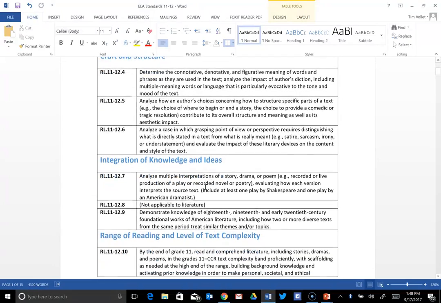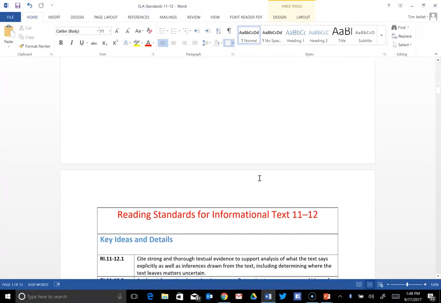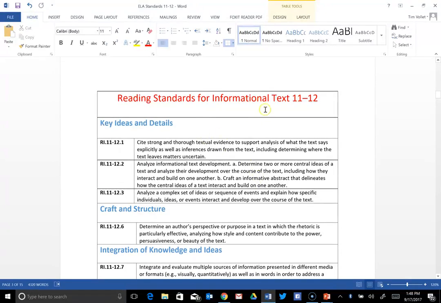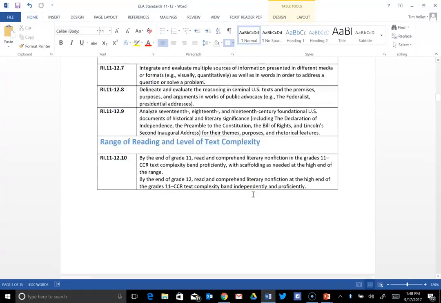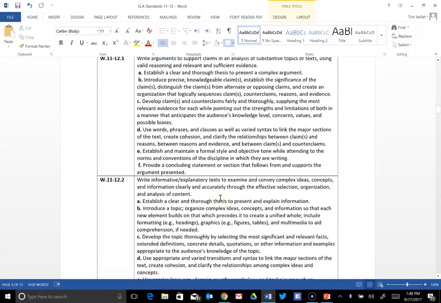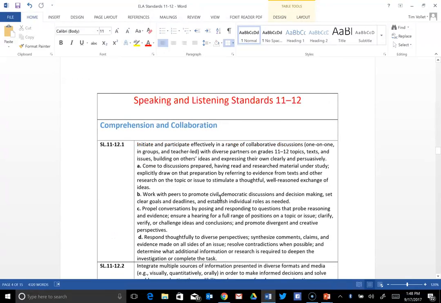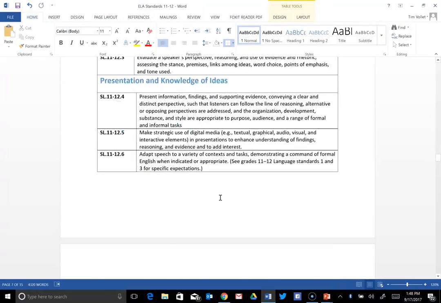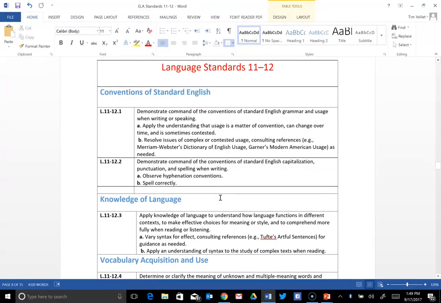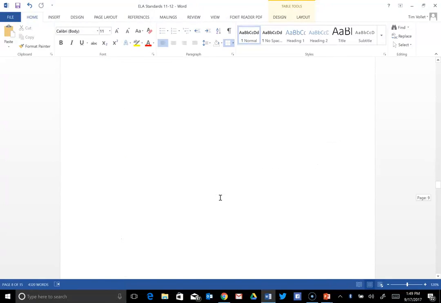Craft and structure is the topic, standard statements, and then we go right down to the reading standards for informational text, same concept here. Then we get to our writing standards. There's one of your topics, text types and purposes, and then here are the standards. Let's go down to next is the speaking and listening. Same concept. It's not rocket science. Language standards, same thing. So you can just go right into this.